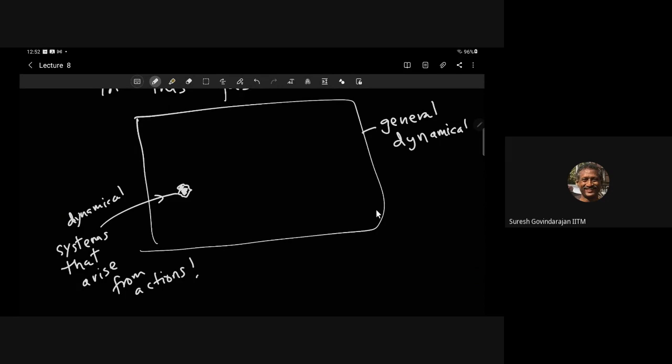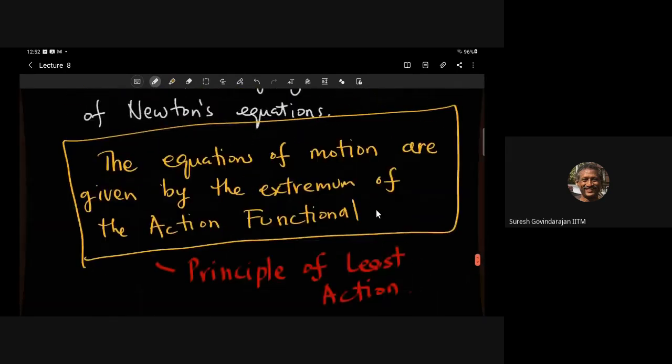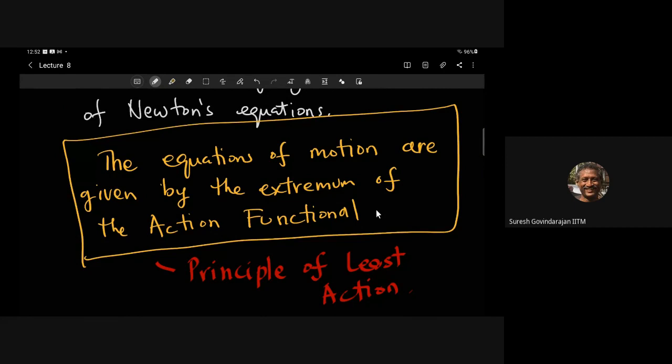Okay, so we have this, let's say this box is a general dynamical system. This would be the set of dynamical systems which arise from action. The general dynamical systems are very, very interesting. They don't have to arise from actions, but for some weird reason, which is not entirely obvious, a large class of physically relevant and useful systems fit into the framework where the equations of motion are given by the extremum of the action functional.